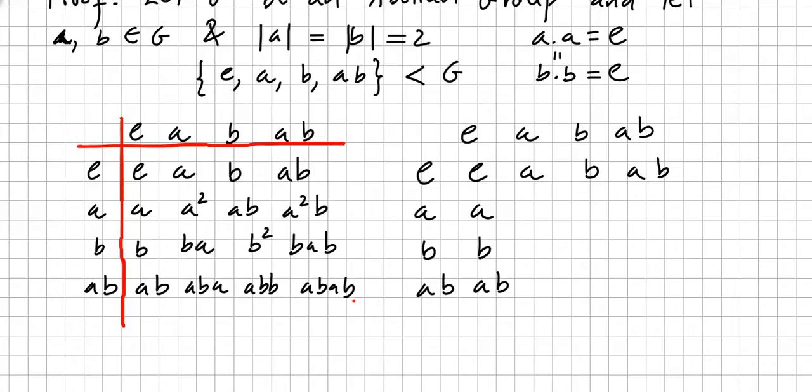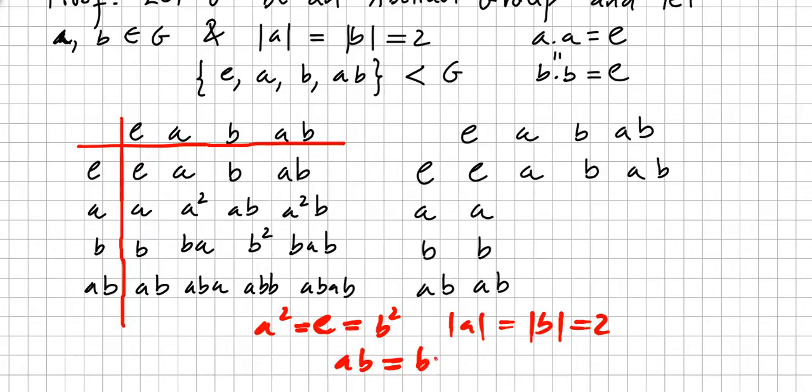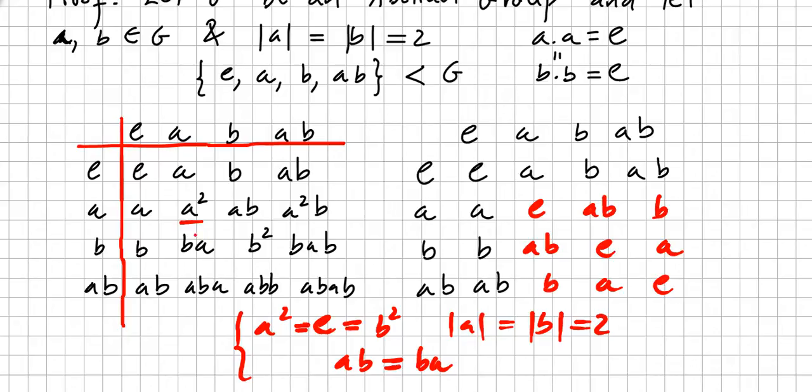Okay, but we saw that A squared equals the identity, right? And B squared too, because the order of A equals the order of B equals 2. So we get the identity with A squared. Another thing is AB equals BA. Why? Because the group is Abelian. So let us replace these elements with this information. For instance, A squared equals the identity, so we have the identity here. AB stays the same. A squared is the identity, so it would be identity times B, which is B. AB stays the same. B squared is the identity, so BAB is A.